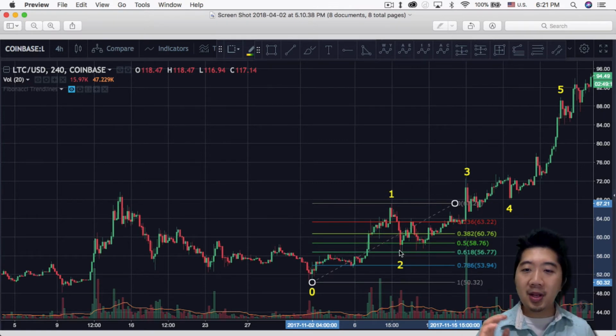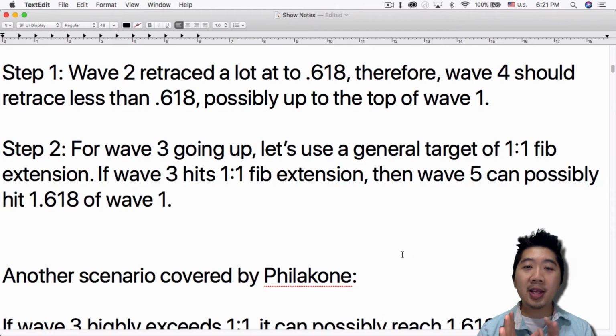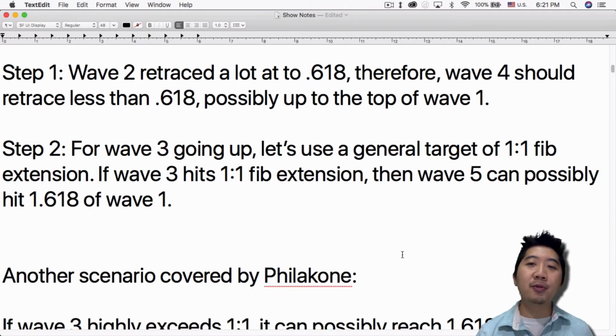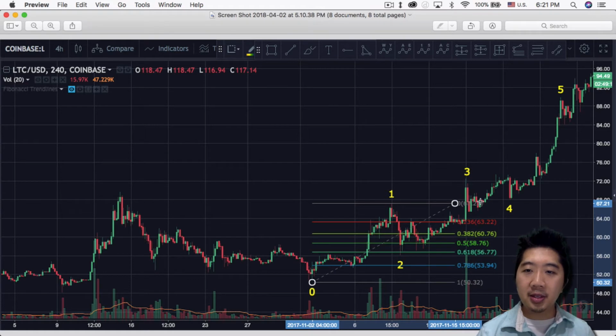From yesterday's video, you guys should remember that if wave 2 retraced a lot, wave 4 will not retrace as much. So wave 2 retraced a lot to 618, which it did in this case. Therefore, wave 4 should retrace less than 618, possibly up to the top of wave 1. So again, you see wave 4. This is wave 3 to wave 4.